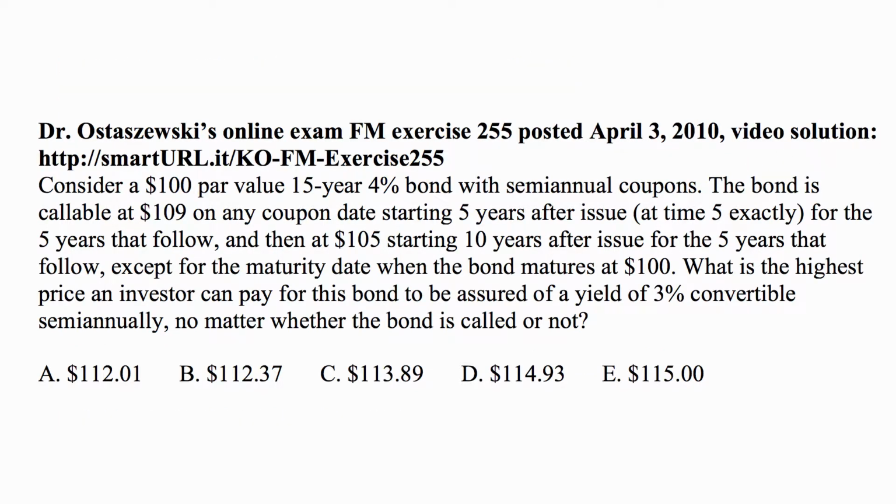Here's a problem for exam FM on financial mathematics. Consider a $100 par value 15-year 4% bond with semi-annual coupons. The bond is callable at 109 on any coupon date starting 5 years after issue, at time 5 exactly, for the 5 years that follow, and then at 105 starting 10 years after issue for the 5 years that follow, except for the maturity date when the bond matures at 100. What is the highest price an investor can pay for this bond to be assured of a yield of 3% convertible semi-annually, no matter whether the bond is called or not?